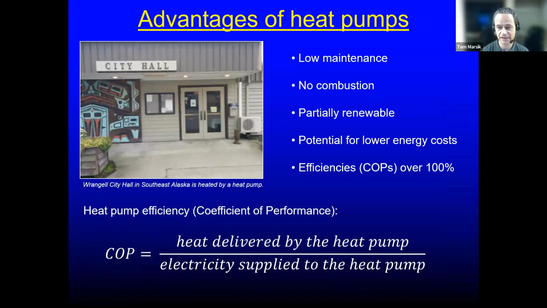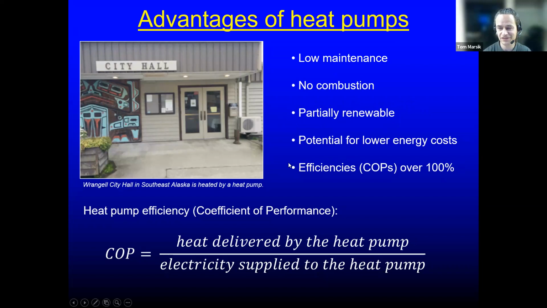So what are the advantages of heat pumps? They are relatively low maintenance. They use no combustion on site. They're partially renewable because the heat is in the outside environment thanks to things like the sun. They can be fully renewable if the electricity for the heat pump also comes from renewable sources, and they have the potential to lower energy use and energy costs, and that's because their efficiencies are greater than 100%.